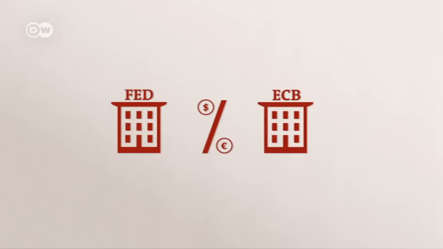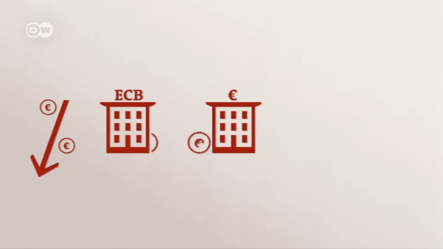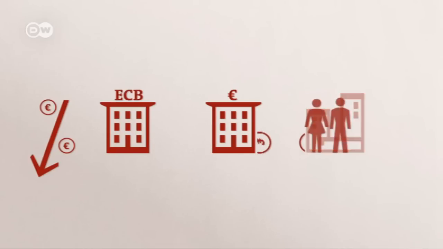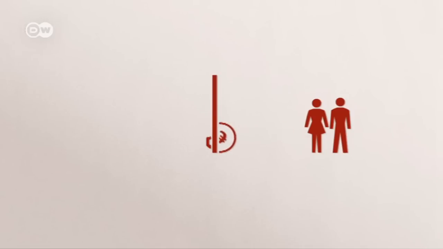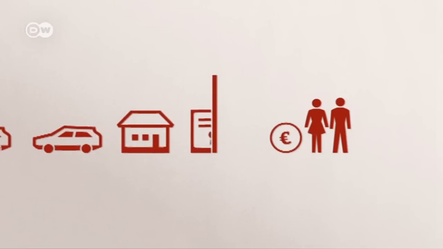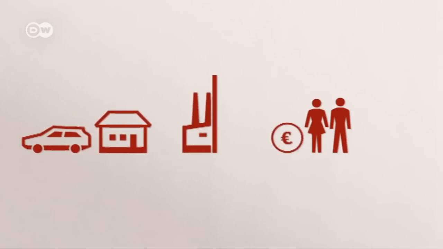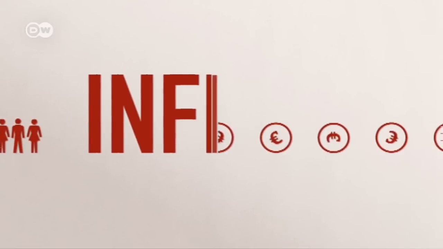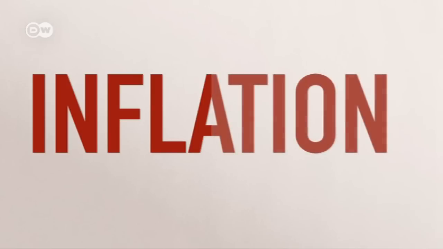If the benchmark lending rate is low, banks can borrow money cheaply from the central bank and then lend it to businesses and private individuals. And more people are taking out loans to buy a car, build a house, invest in the stock market, or purchase other consumer goods. That leads to a growth in industry and creates jobs. But when there's lots of money in circulation, the risk of inflation grows.